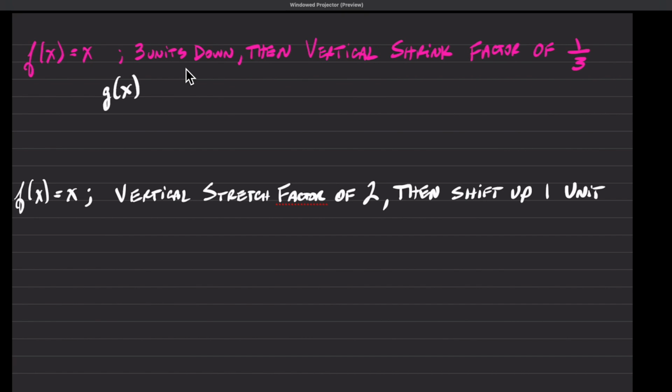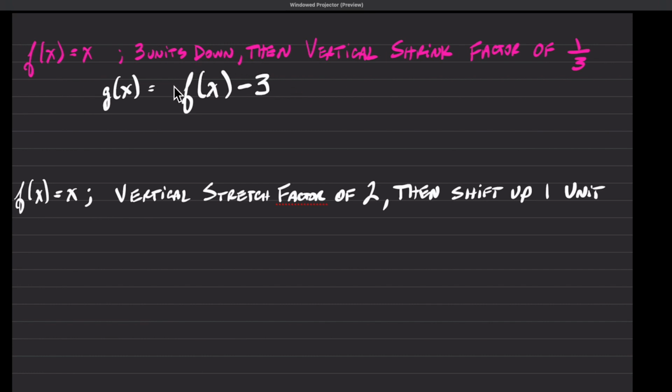Okay, so our g of x is going to be f of x with a couple of things going on the outside. If we're going to go 3 units down, it's going to be f of x minus 3. Then do a vertical shrink factor of 3. And of note, the word shrink, that descriptor matches the factor of being less than 1. Okay, so here, folks, first we're going to do 3 units down.